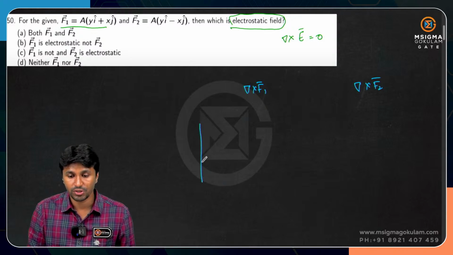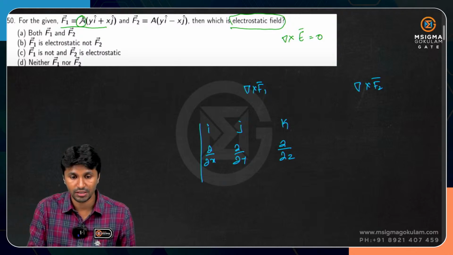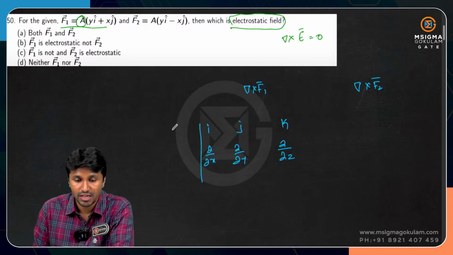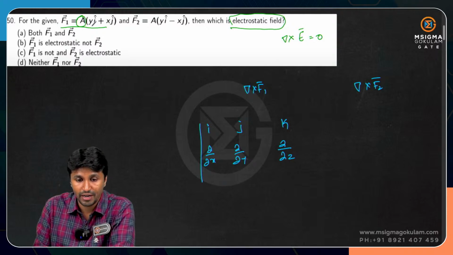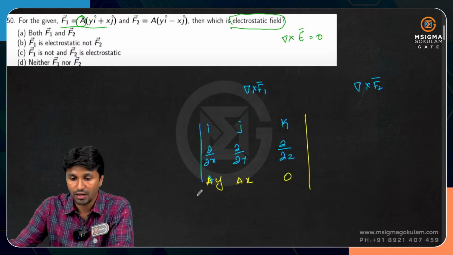When you calculate this, it is I, J, K, dou by dou X, dou by dou Y, dou by dou Z. The amplitude is the same for all the field components. So this constant A is fixed. What is the X component? The X component is nothing but A into Y, this is AY, and this is AX. There is no K component, so this is simply 0.